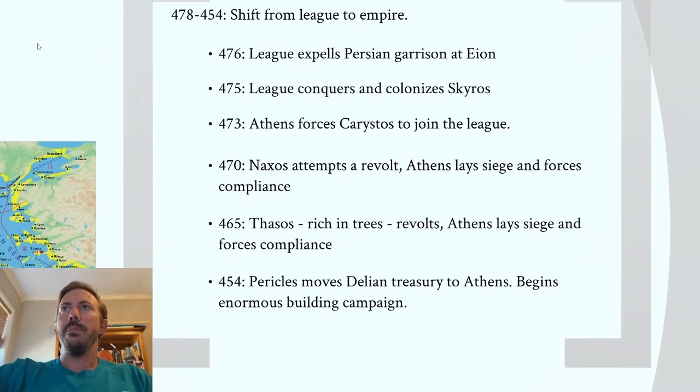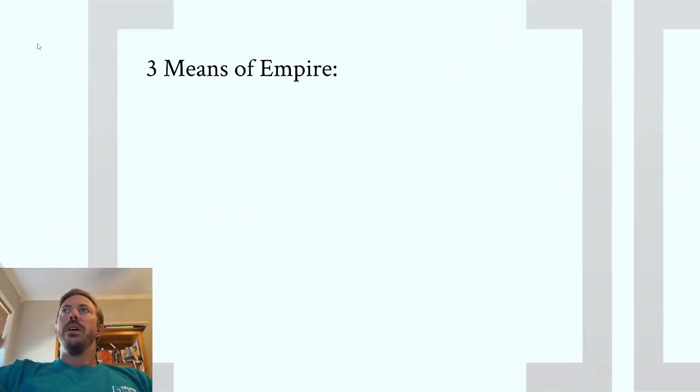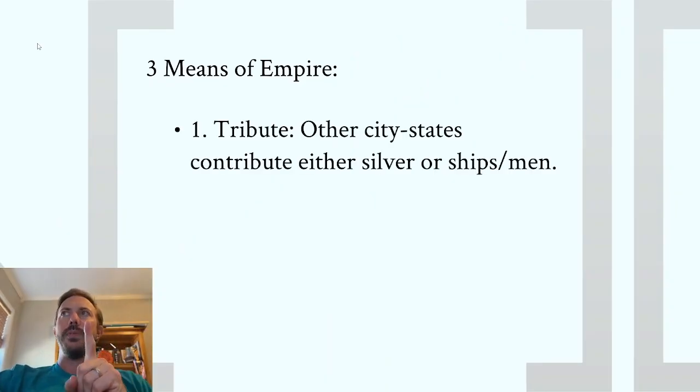the Athenian Empire. There are three means of empire, and what I mean by that is ways to achieve empire. Number one, tribute. I've mentioned it a second ago. Now let's get specific about it. Other city-states, the islands in the Aegean and other city-states that were a part of this Delian League, this Athenian Empire, would supply silver or ships and men, and that would be considered their tribute.